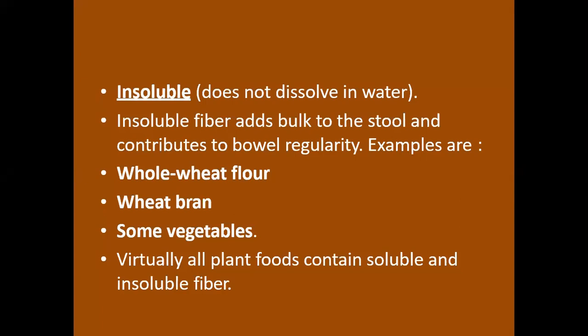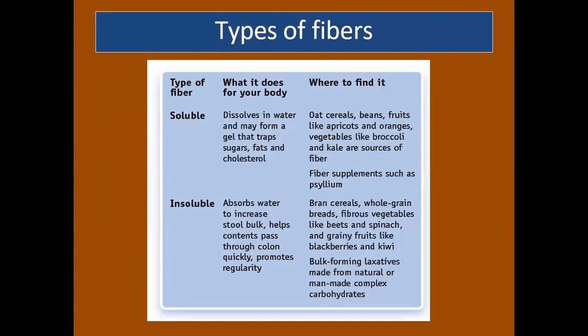Mostly all plant foods contain soluble and insoluble fiber. So to eat fruits as well as vegetables is the important thing. Now, the types of fibers, then what is their importance and where they are to be found? Soluble fiber dissolves in water and may get converted into a gel form that traps sugar, fat, and cholesterol. For obese persons, the consumption of soluble fiber is important.